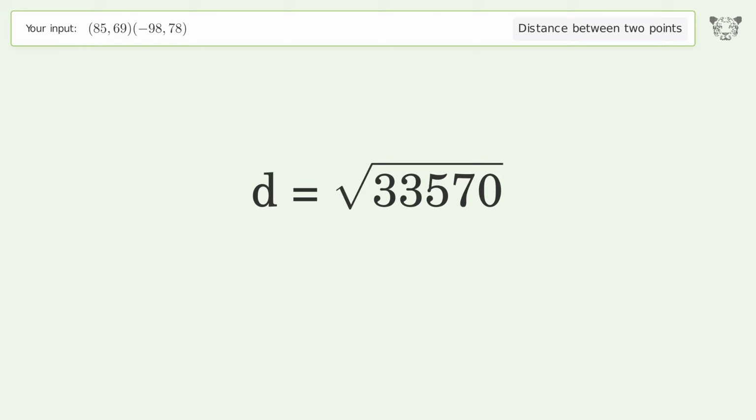And so the distance between the 2 points is the square root of 33,570, or 183.221.